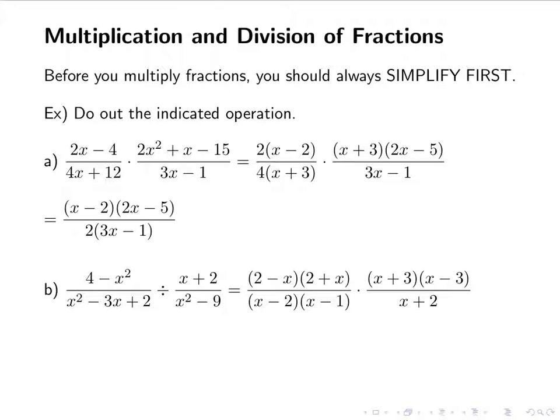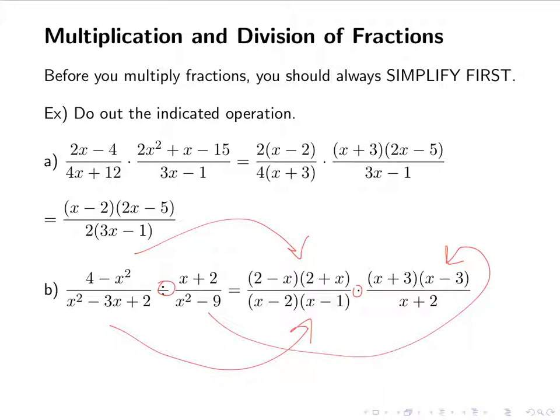Okay, so 4 minus x squared becomes (2 minus x) times (2 plus x). X squared minus 3x plus 2 is going to become (x minus 2) times (x minus 1). Again, we're changing the division to multiplication and we're flipping our fraction. So x plus 2 was on top, it's now on the bottom. And x squared minus 9 becomes (x plus 3) times (x minus 3).